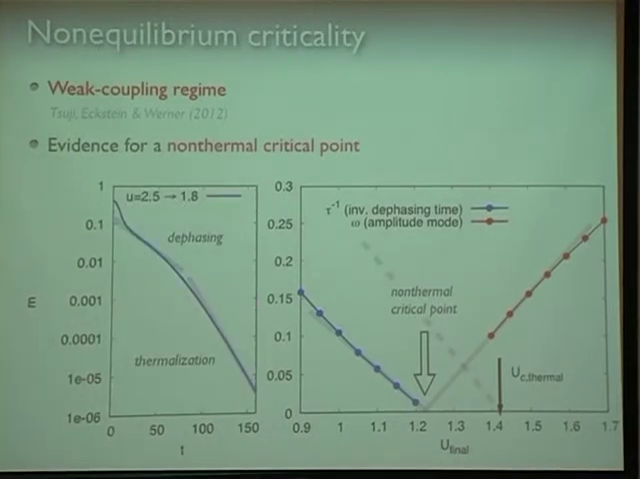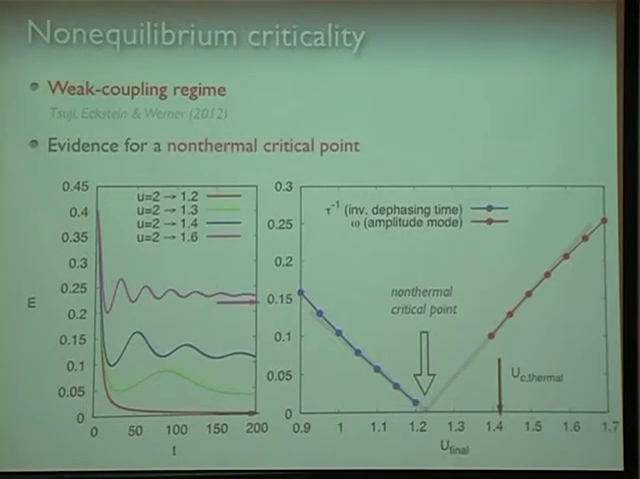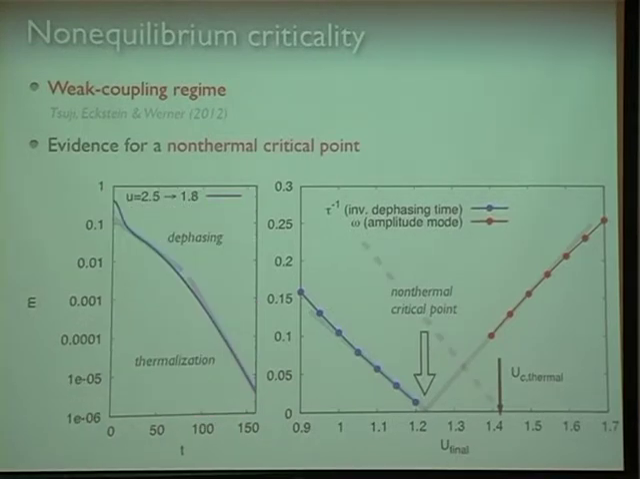And actually, we can more closely analyze these exponential curves here in the weak coupling regime. And then what we find is that it is a two-step relaxation. We have a slow exponential decay, which we call dephasing, and which is associated with this non-thermal critical point, which is followed by a faster exponential decay, which is then the thermalization process. And the inverse lifetimes of this thermalization process are then extrapolating to the thermal critical point.